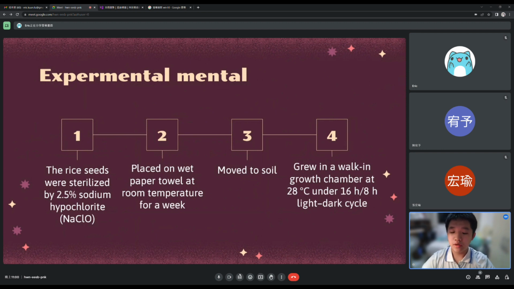The experimental. The rice cultivar Tongue 67 was used as wild-type accession for japonica rice in this study. The rice seeds were sterilized by 2.5% sodium hypochlorite and then placed on a wet paper towel at room temperature for a week. The sprouting seeds were moved to soil and grew in a walk-in growth chamber at 28 degrees Celsius under 16-hour light and 8-hour dark cycle.